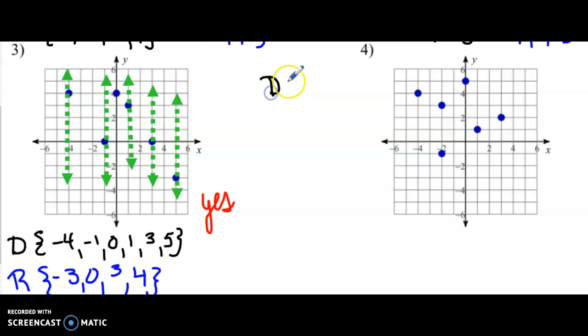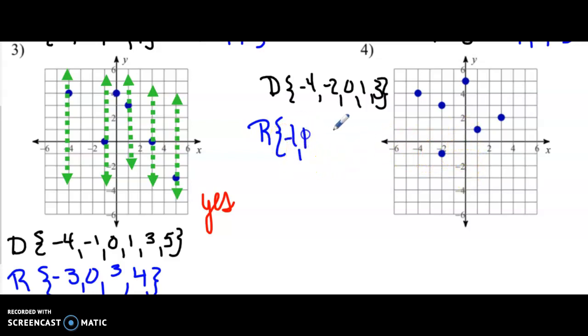So for number 4, let's look at our domain values. I've got a -4. I've got 2 -2s, but I'm only going to write 1. I've got a 0. I've got a 1 and a 3. For my range, I go to my lowest point. I've got a -1. Working my way up, I got a +1. I've got a 2. I've got a 3. I've got a 4. And I've got a 5.